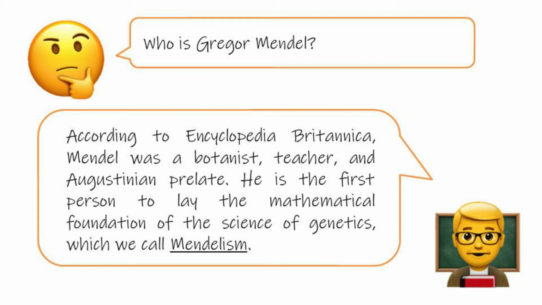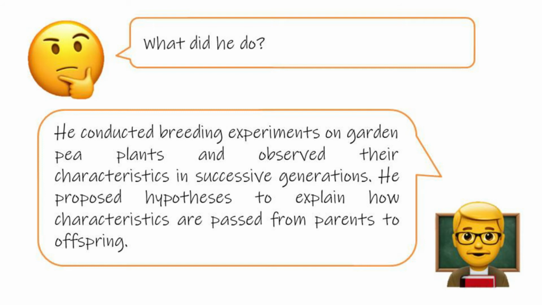He is the first person to lay the mathematical foundation of the science of genetics, which we call Mendelism. He conducted breeding experiments on garden pea plants and observed their characteristics in successive generations. He proposed hypotheses to explain how characteristics are passed on from parents to offspring.